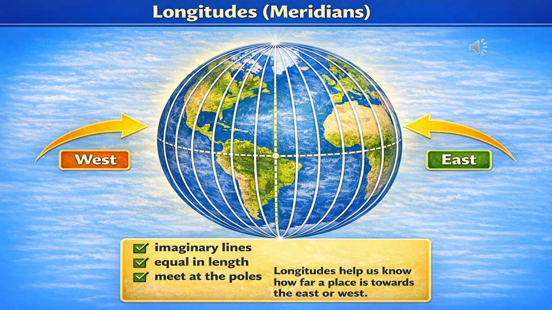All longitudes are imaginary lines, equal in length, and meet at the poles. Longitudes help us know how far a place is towards the east or west.